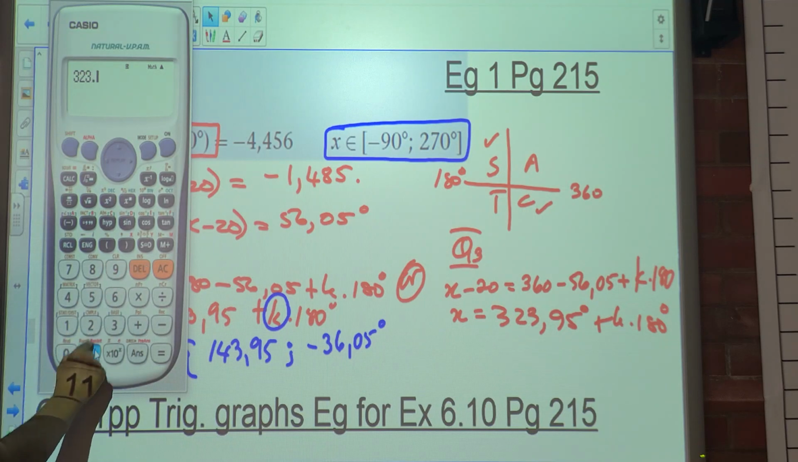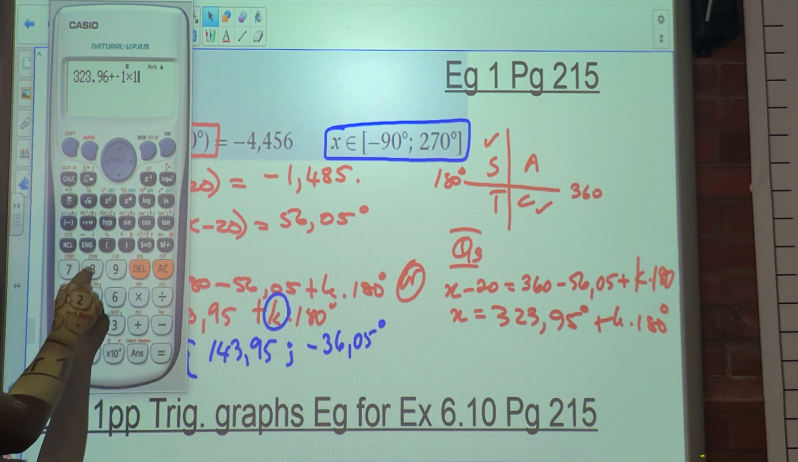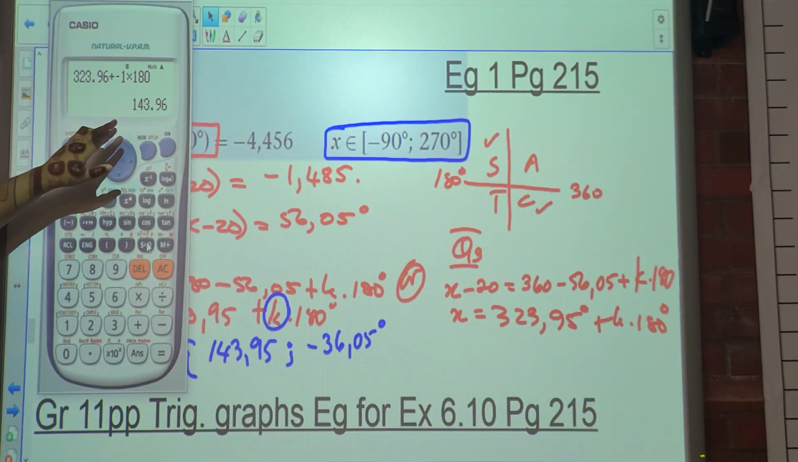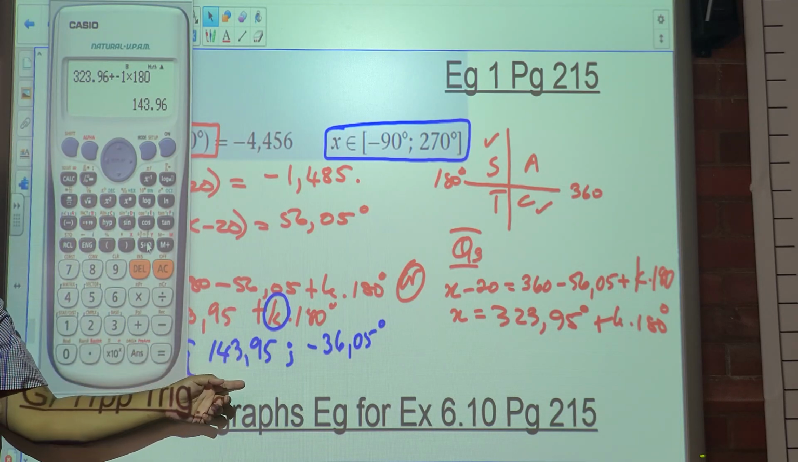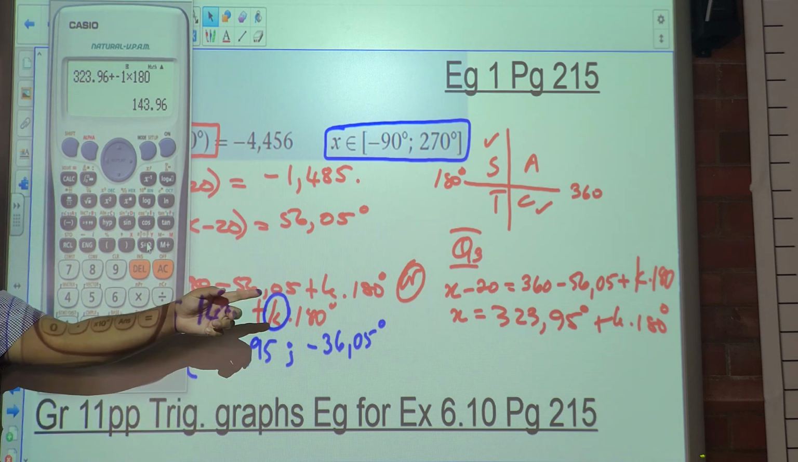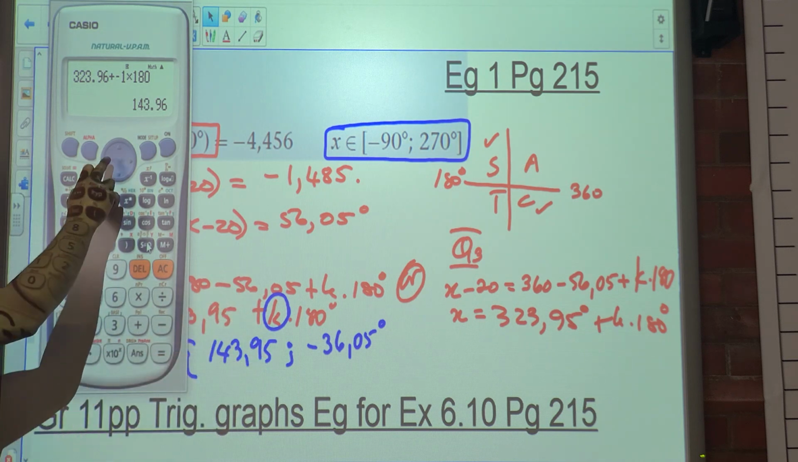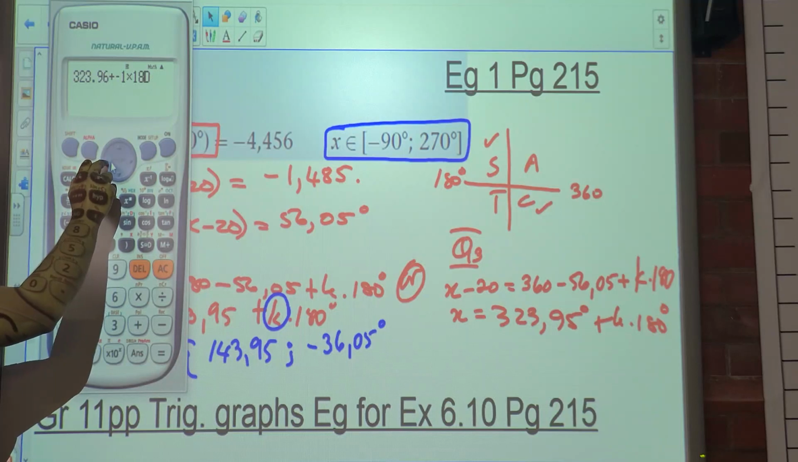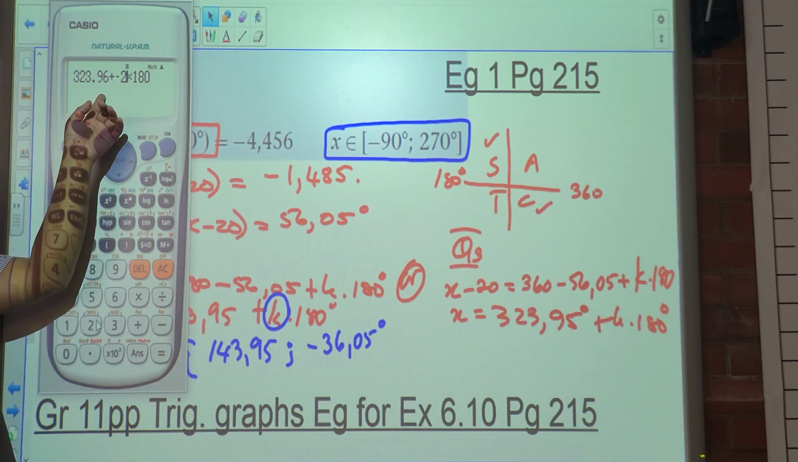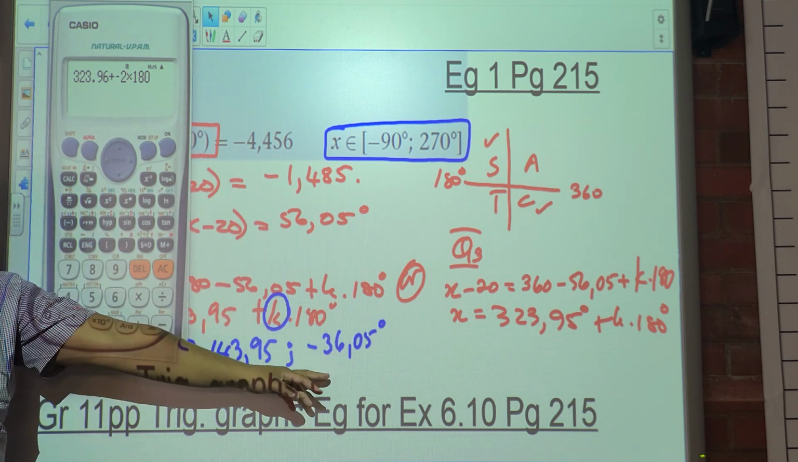323,95 plus negative 1 times 180. You get 143,95. Can you see that, people? So do I write it again? No. So now I try minus 2. So what do you think minus 2's answer will be? Negative 36,05.